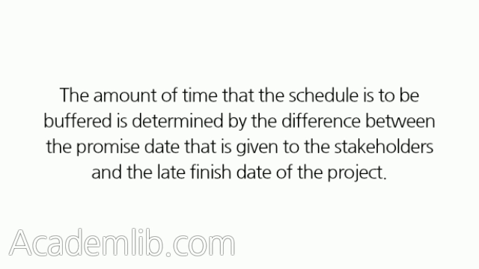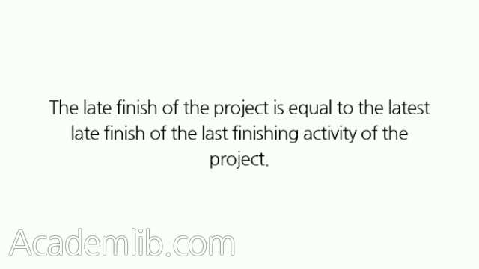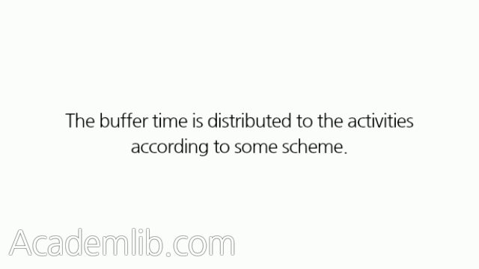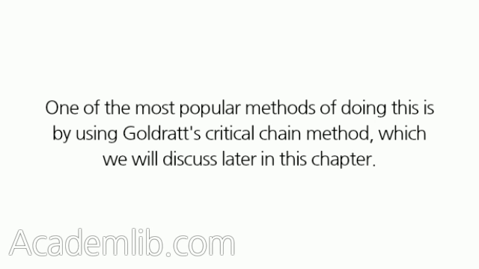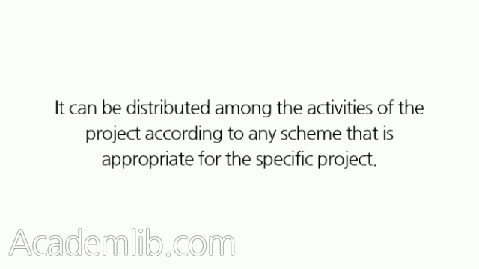The amount of time that the schedule is to be buffered is determined by the difference between the promise date that is given to the stakeholders and the late finish date of the project. The late finish of the project is equal to the latest late finish of the last finishing activity of the project. The buffer time is distributed to the activities according to some scheme. One of the most popular methods of doing this is by using Goldratt's critical chain method, which we will discuss later in this chapter. It can be distributed among the activities of the project according to any scheme that is appropriate for the specific project. Figure 5.20, schedule with buffer.